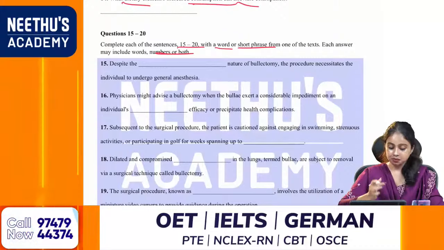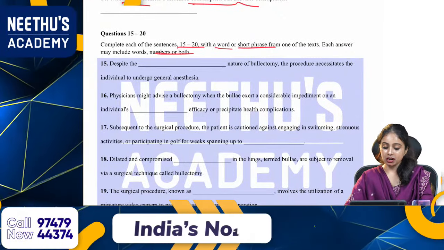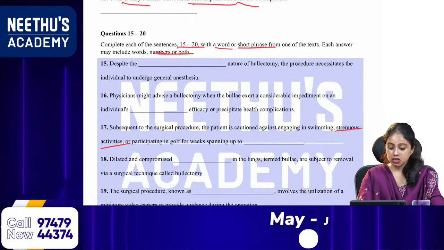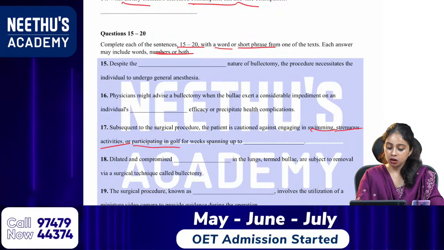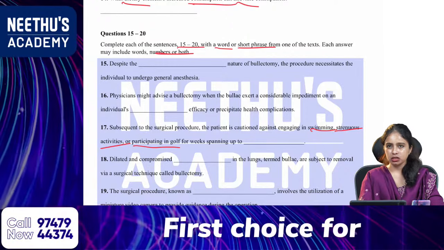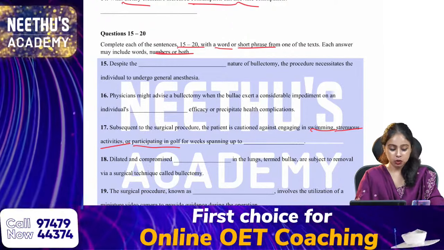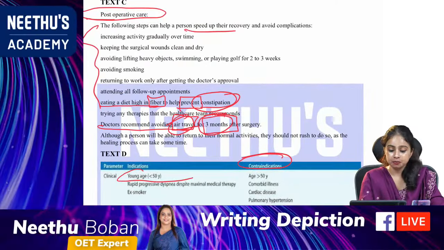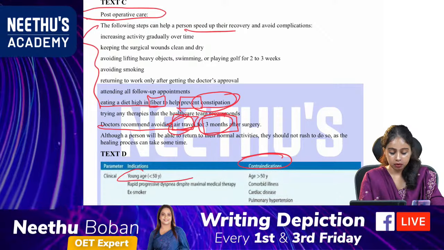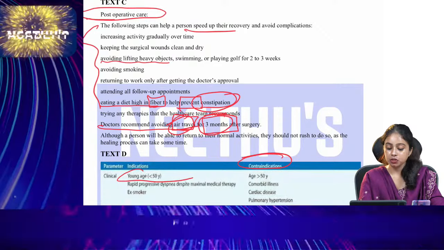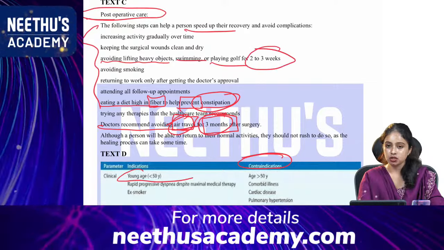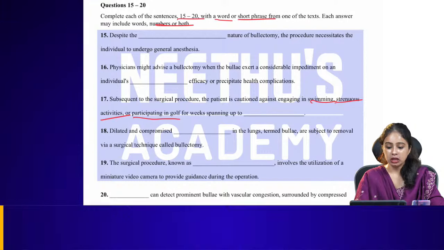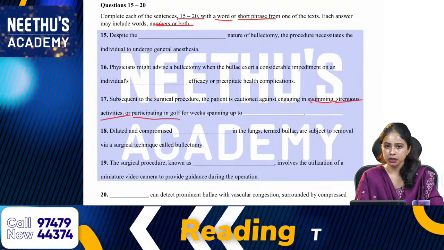Okay, 17th question. Subsequent to the surgical procedure, the patient is cautioned against engaging in swimming, strenuous activities, then what else? Participating in golf for weeks spanning up to dash. So that is the number of days or weeks mentioned, which was in text C, as you can see here. Which point? The fourth point, right? Avoiding lifting heavy objects, swimming or playing golf for 2 to 3 weeks. So the answer is 2 to 3. You don't have to write weeks because it is already mentioned in the question.